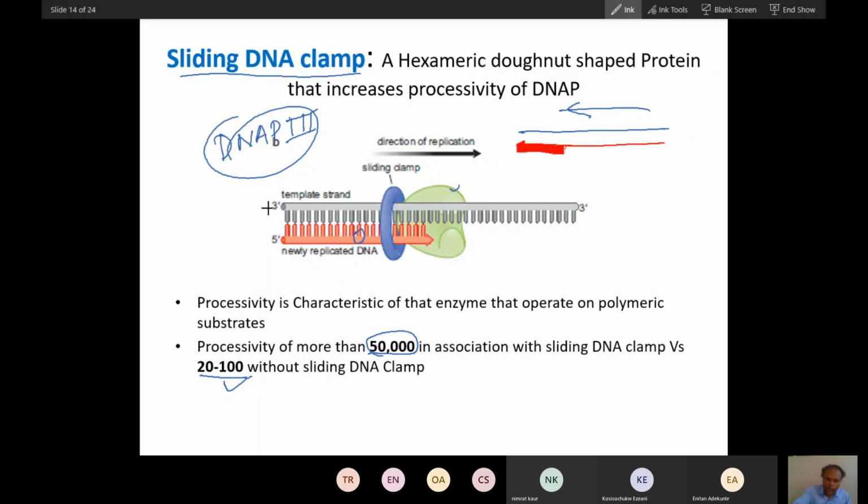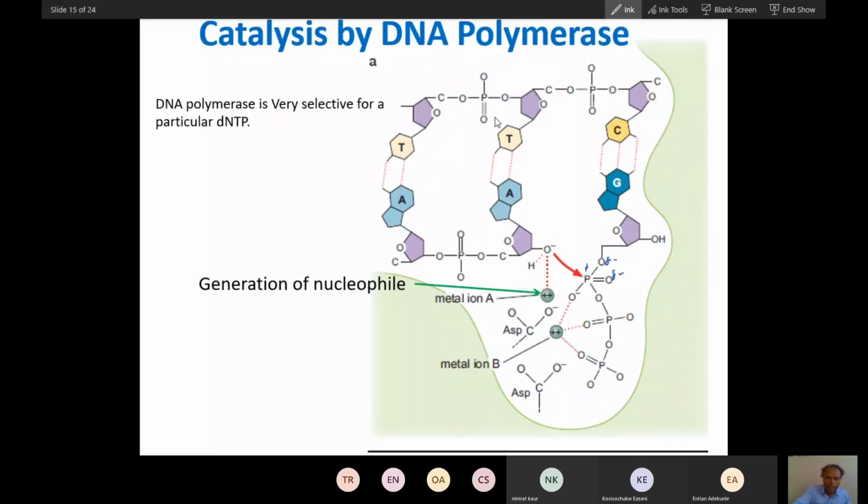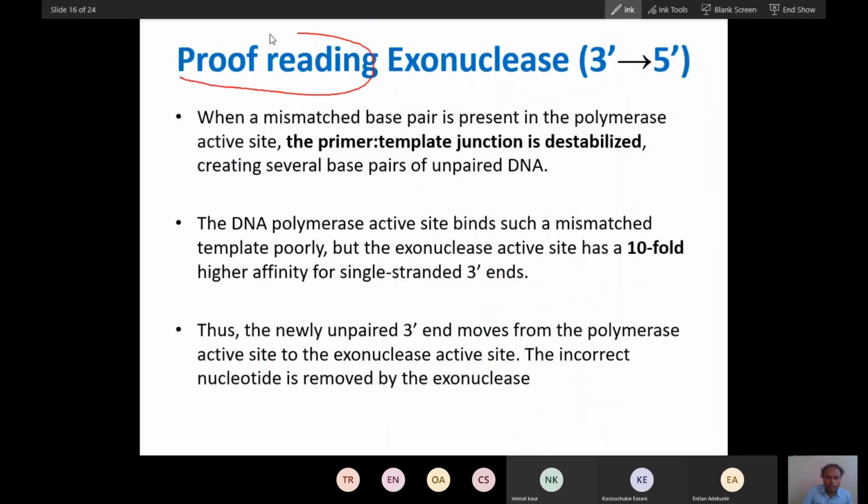This is called the proofreading function. What is proofreading? Proofreading means, for example, a writer writes a book and then gives it to somebody to check whether there is a mistake or not. This is called proofreading. DNA polymerase does proofreading. If any mismatched base is present in the polymerase active site, the DNA polymerase active site binds such a mismatched template poorly, because there will be mismatching. So this DNA polymerase will not bind this properly.